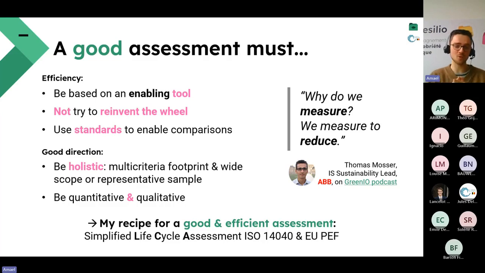And keeping this quote from one of our clients on a Green Eye podcast: why do we measure? We measure to reduce. And this is the most important point. We want to go into action. So all the assessment must enable us to go this way. And I strongly advise using simplified life cycle assessments according to the ISO and EU standards on those topics for everything related to ICT and digital services.